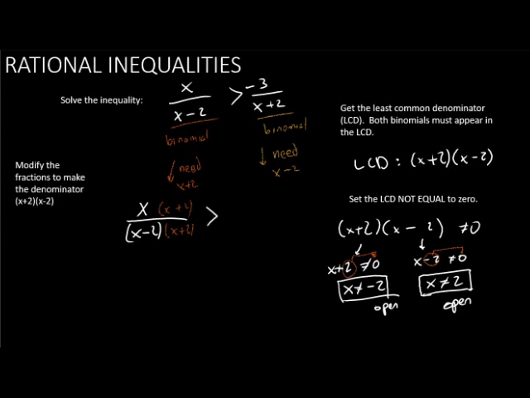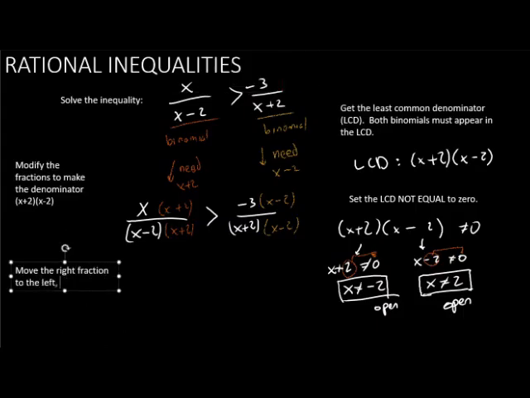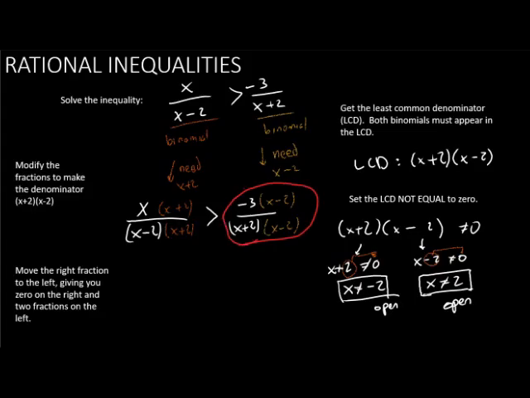We'll say this is going to be greater than negative 3 on top, and then x plus 2 on the bottom, but we'll multiply it on the top and bottom by x minus 2, which is what we needed for our second fraction. Now that we've modified our fractions, we're going to take the fraction from the right side and move it to the left and change the sign on the numerator. This will give us 0 on the right and 2 fractions on the left. We are going to take the entire fraction off the right, move it to the left, and change the negative 3 to positive 3.